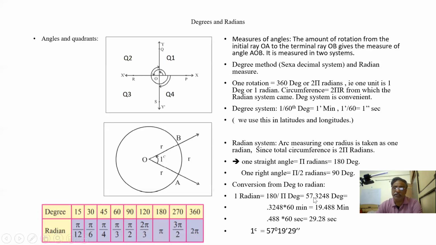This is not 57 degree, 32 minute, 48 seconds. No, these are not 100 decimals. These are 60 multiples. So 57 degree, if it is 32, means 19 minutes, 48 means 29 seconds. So 32 into 60, 48 into 60. So this is the conversion from radian to degree. So these are the standard conversions.